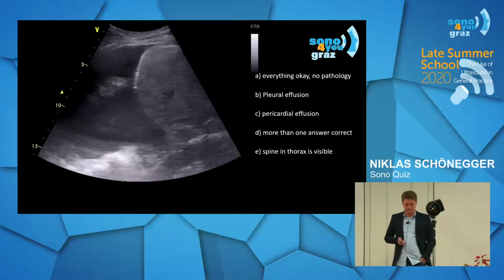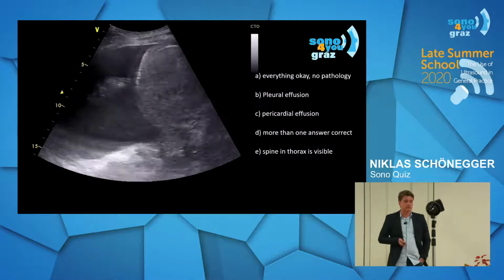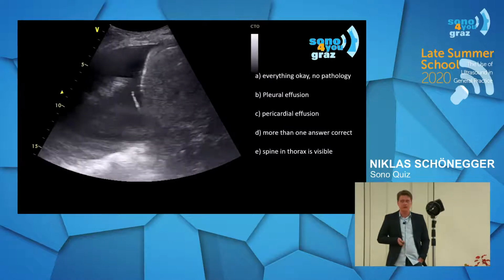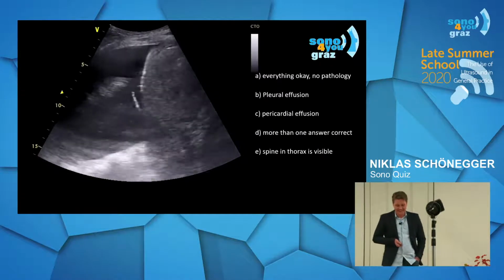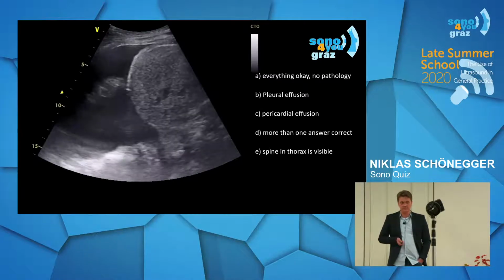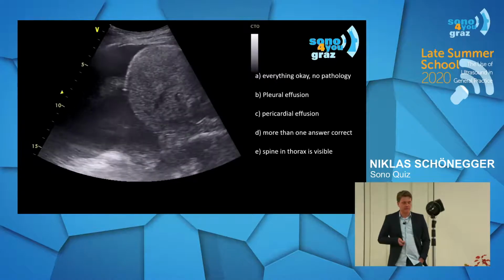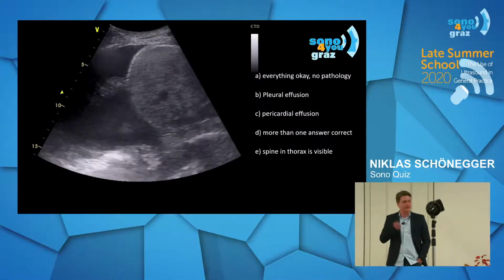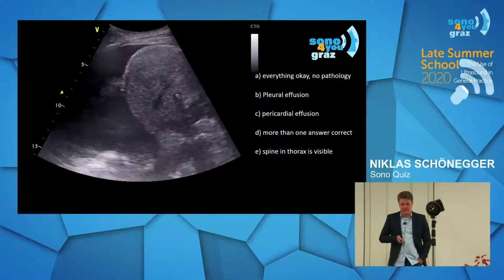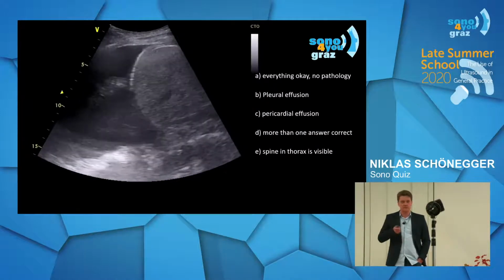No one? Does anyone think that there is a pleural effusion? Okay. A lot. Does anyone see pericardial effusion? Does anyone think that there's more than one answer correct? Okay, 3, 4, 5, 6. Does anyone see spine here? 1, 2, 3, 4, 5, 6. Okay, a few.